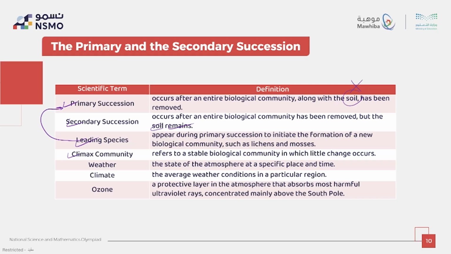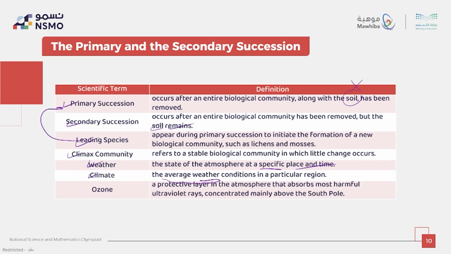Okay, and we have weather. Weather is the condition of the atmosphere in a specific place and at a specific time. So specific place and specific time. Okay, and we have climate. The big difference between climate and weather: the climate measures the average weather. So it's the average weather conditions in a region over a long period of time. Okay, and the time is a long period.